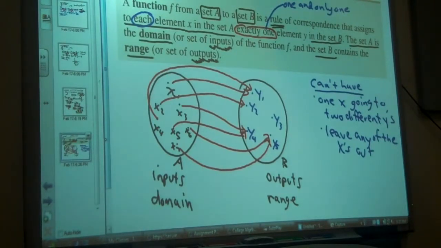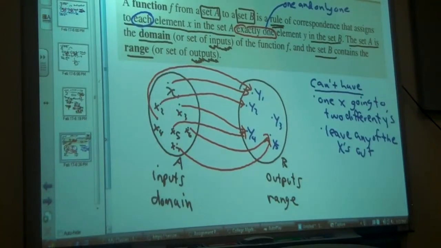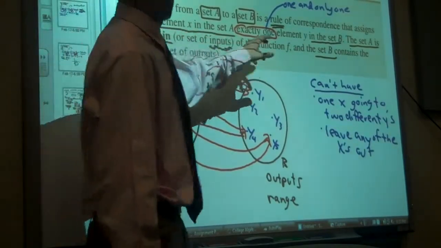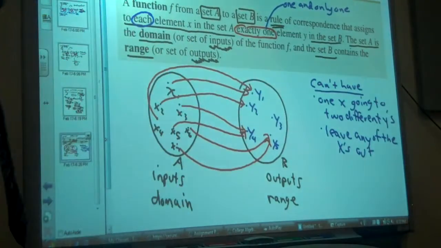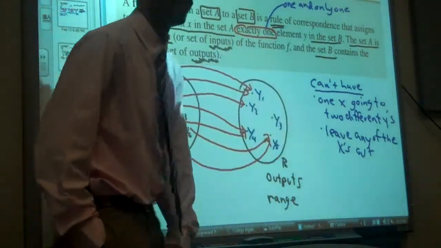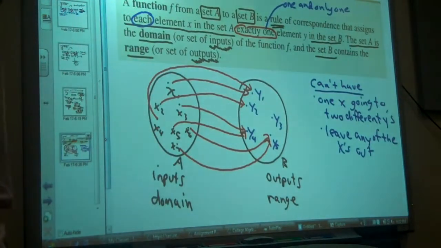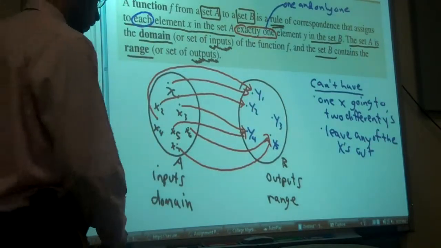Questions about that? For each input, there's exactly one output. That's a good way to say it. That's what it says. For each input, there's exactly one output. All right, good. So that's one way to represent a function. It's called an arrow diagram.